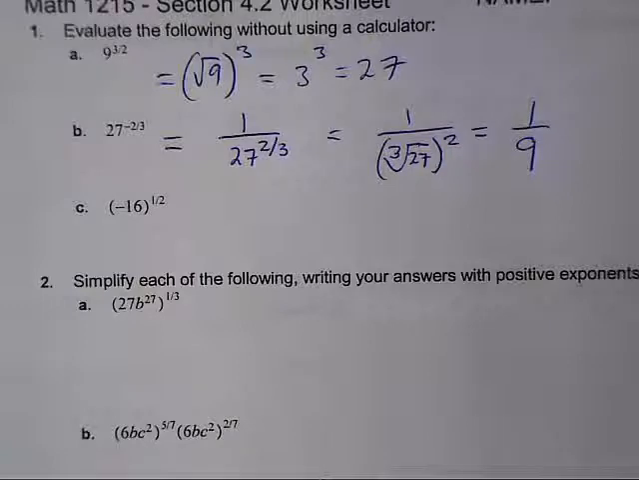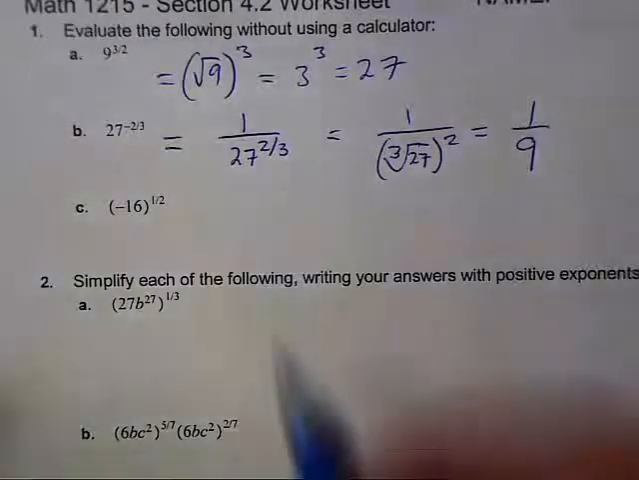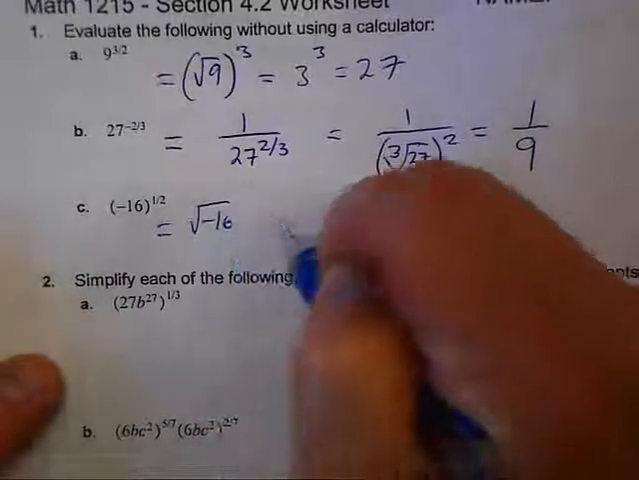C. C should be the easy one. C is no real numbers because this is square root of negative 16. No real number.